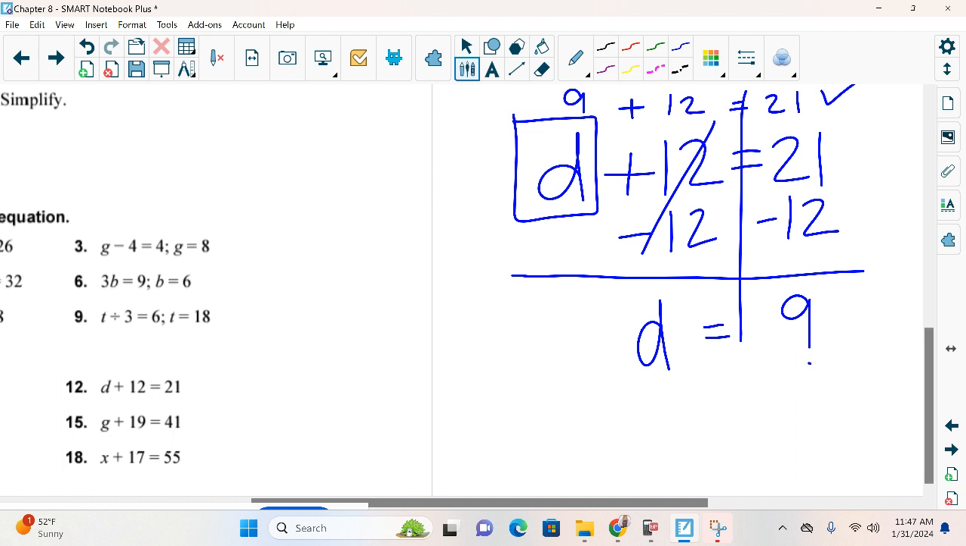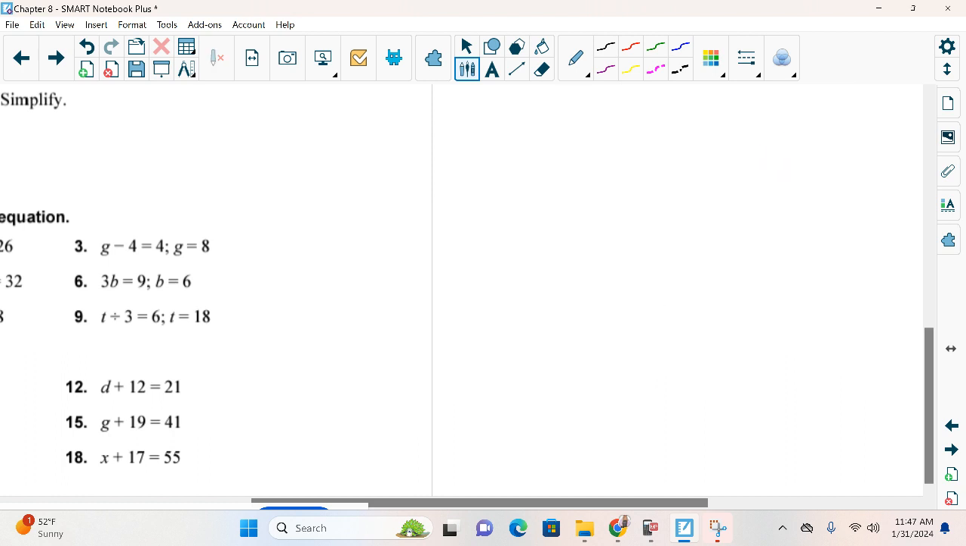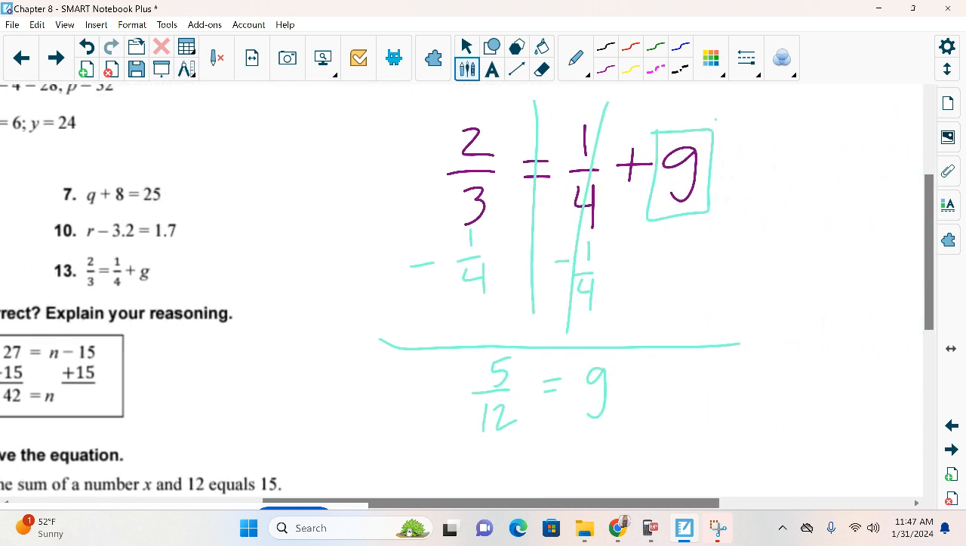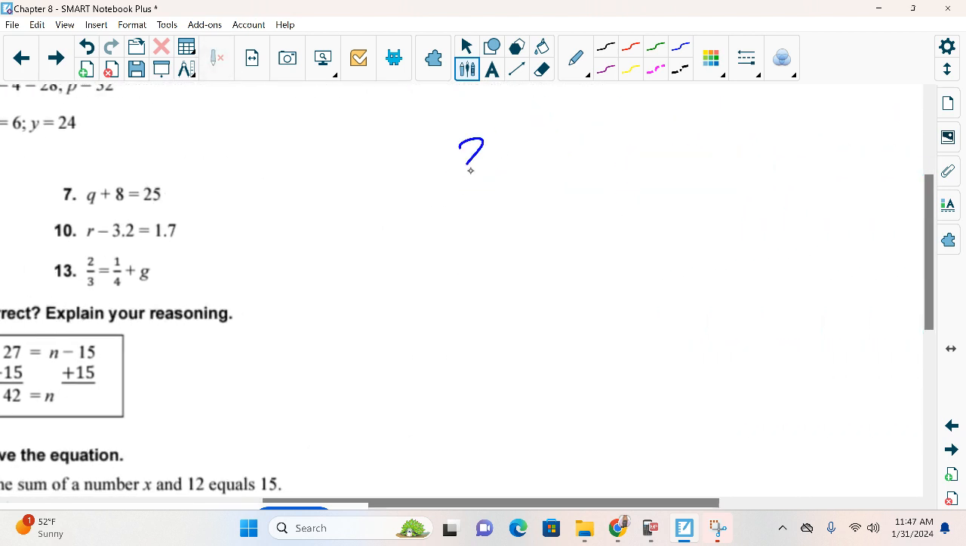Okay? What if I have a fraction, like in number 13 right here? What if I have 2/3 equals 1/4 plus G? Do my steps stay the same? Yeah, it stays the same, because a fraction is a number. It's just a number. And the beautiful thing is, your calculators do fractions for you, so you just treat it like a number. Okay?